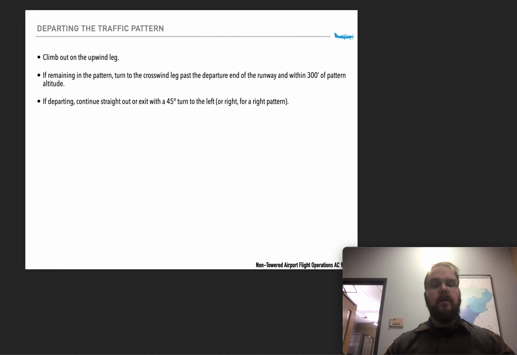If departing, you can continue straight out, or you make a 45 degree left-hand turn, or if you're in a right pattern, right-hand turn.